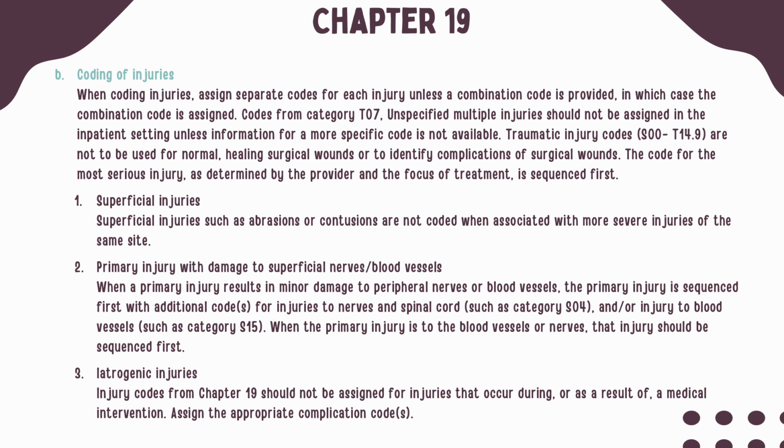When an injury results in minor damage to peripheral nerves or blood vessels, the primary injury is sequenced first, followed by the codes for the injuries to the nerves, spinal cord, or blood vessels. If the primary injury is to the blood vessels or nerves, that injury should be sequenced first. Iatrogenic injuries are injuries that occur during or as a result of medical intervention. When these types of injuries are present, a code from Chapter 19 should not be used. Instead, the appropriate complication code should be assigned.